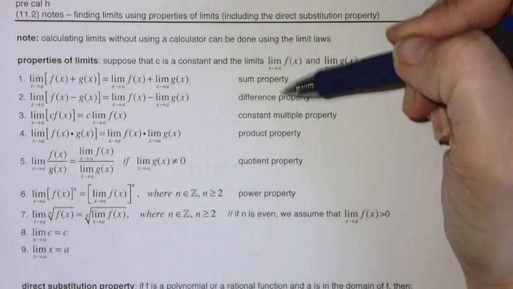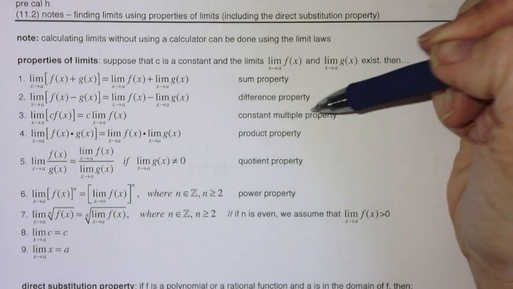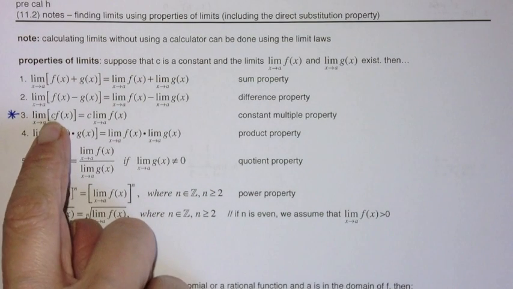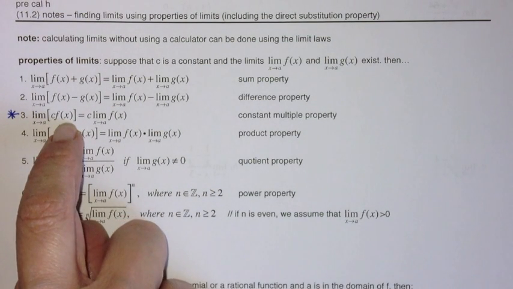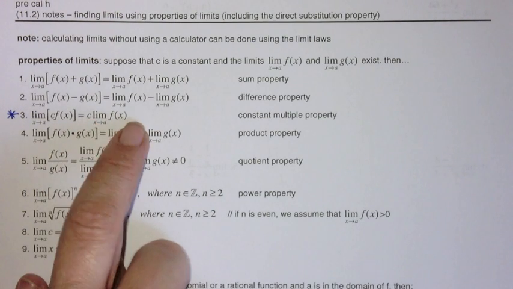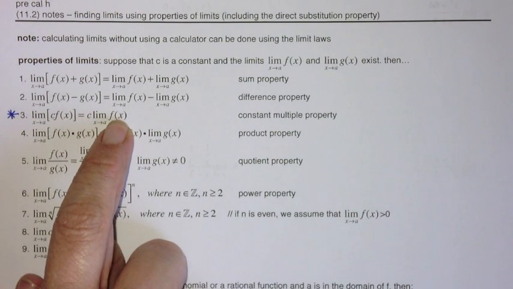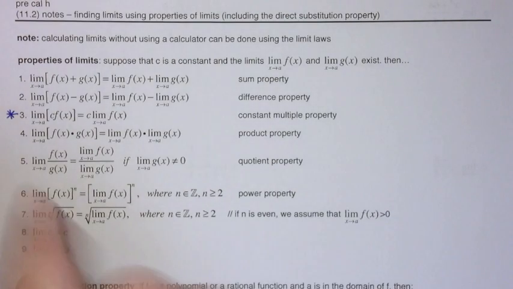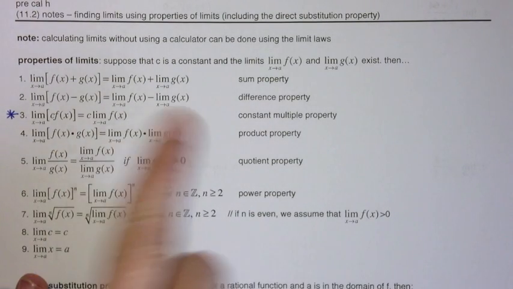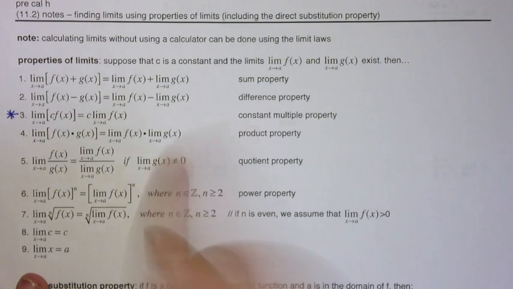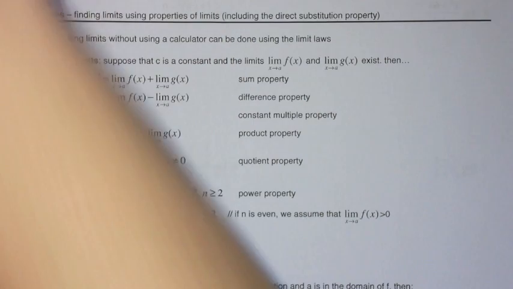So sum property, difference property, constant multiple property. We use this one a lot, so I'm going to give it a little asterisk. What this one says is if you have a constant times your function, like 2x, it's okay to put the 2 on the outside and then find the limit of your function. This will all make more sense momentarily. Multiplying, you can multiply, you can divide as long as your bottom limit does not equal 0. So that's the quotient property.